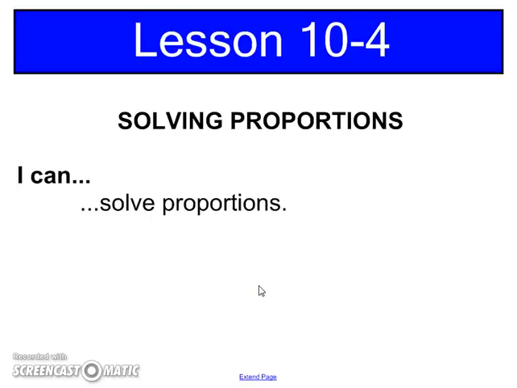All right, ladies and gentlemen, we're going to continue our work with ratios and such things. Today we're going to talk about solving proportions. So in the end of this, again, being able to set up and then solve a proportion is what we need to be able to do.